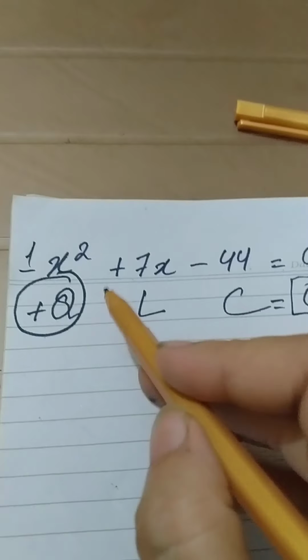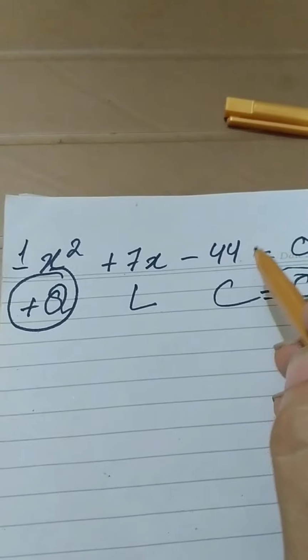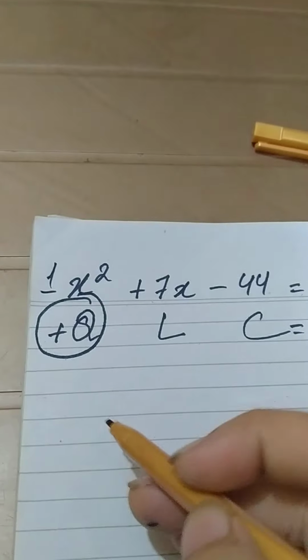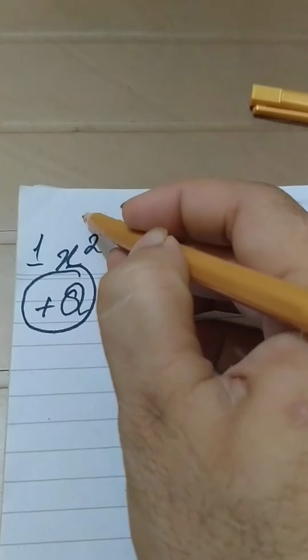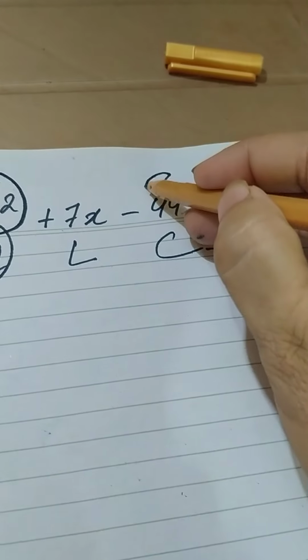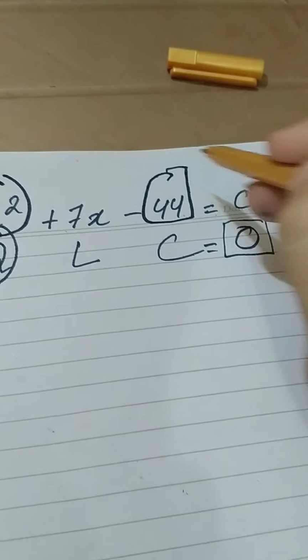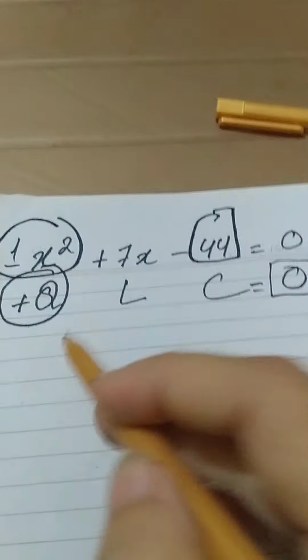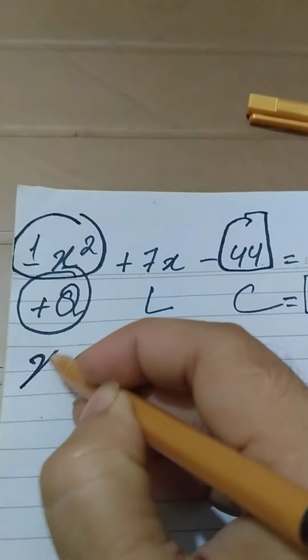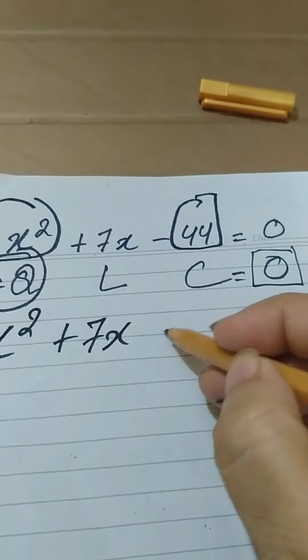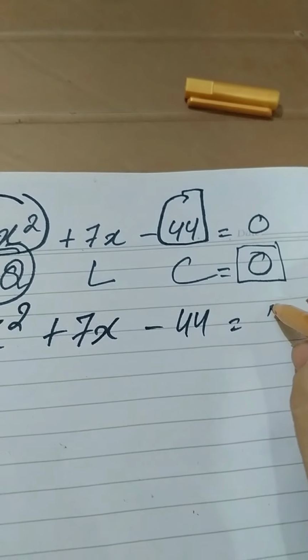Then the second method is pair common. For pair common we need 4 terms. Here we have only 3 terms. Then the third method is algebraic identity. For algebraic identity, we need the first term and last term to be perfect squares. This 44 is not a perfect square number. Okay, then the last method is breaking the linear term. So guys, now we will solve this quadratic equation by factorization, using the breaking the linear term method.